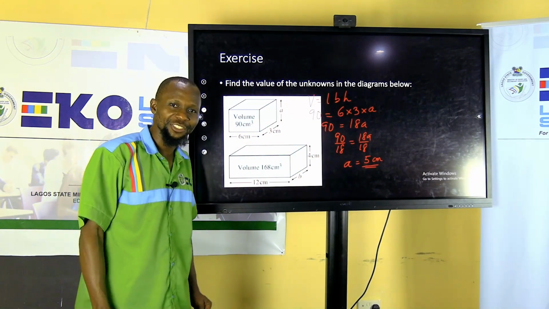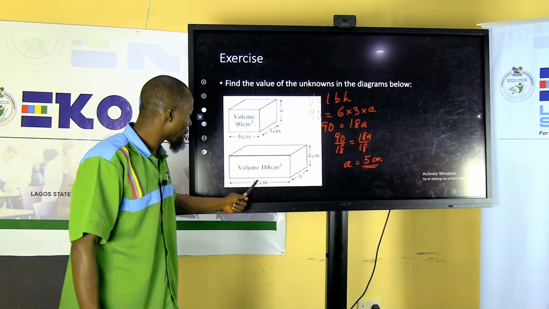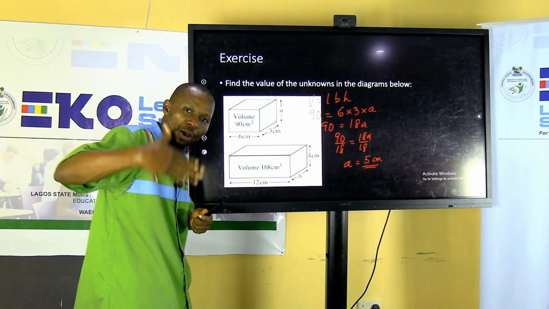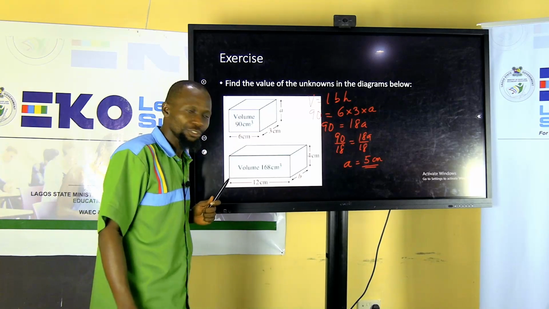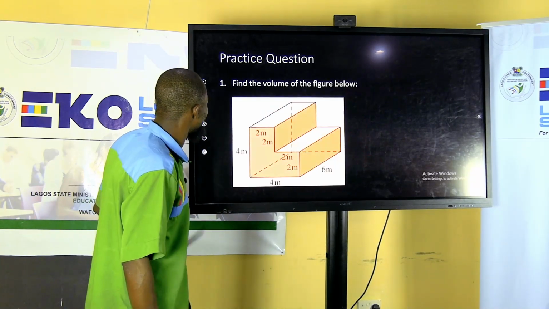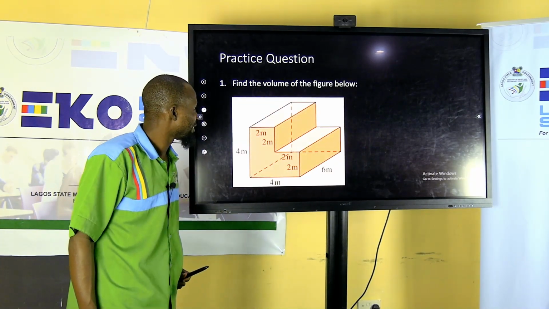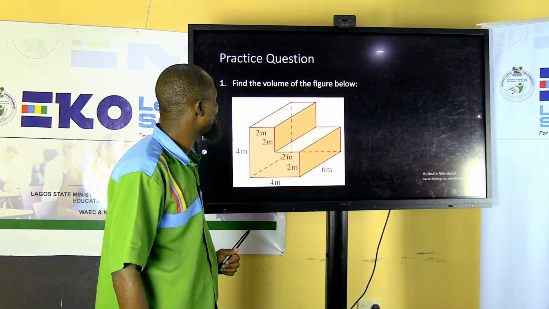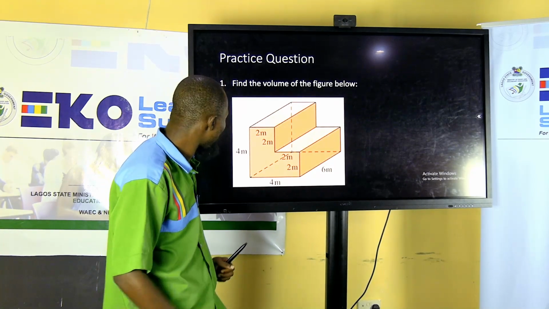So you can see that it's interesting. All right. So based on that, you should be able to find this. It's just the same similar way that we have done this. So try that. So yes, I'm going to leave you with this practice question. Find the volume of the figure. You can see the figure.